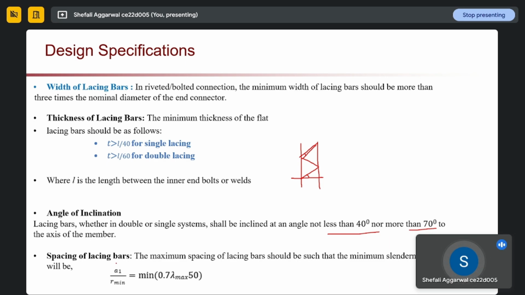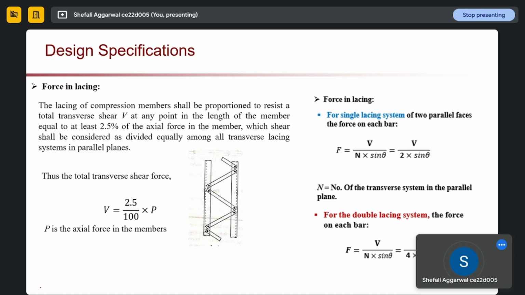Next is the spacing of lacing bar. What should be the spacing between two lacing bars? The maximum spacing depends on the slenderness ratio. This is the formula which is given for the spacing of lacing bar, where r minimum is the spacing and lambda is your slenderness ratio. Okay.